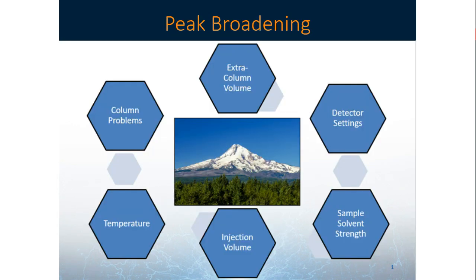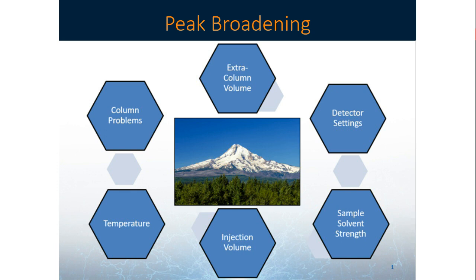So I do want to go over some peak broadening. This is a really common issue that a lot of us see, and it's not just from one area. This can be from multiple different areas. So I do want to cover things such as extra column volume, detector settings, sample solvent strength, importance of your injection volume, column overloading, temperature effects, and also issues with the column itself.